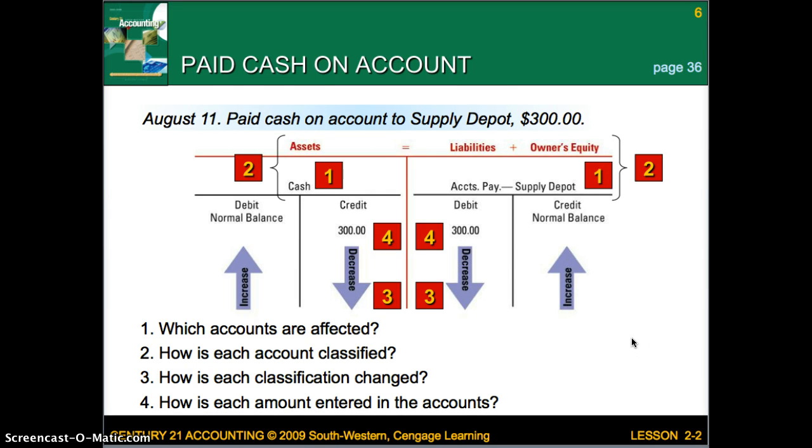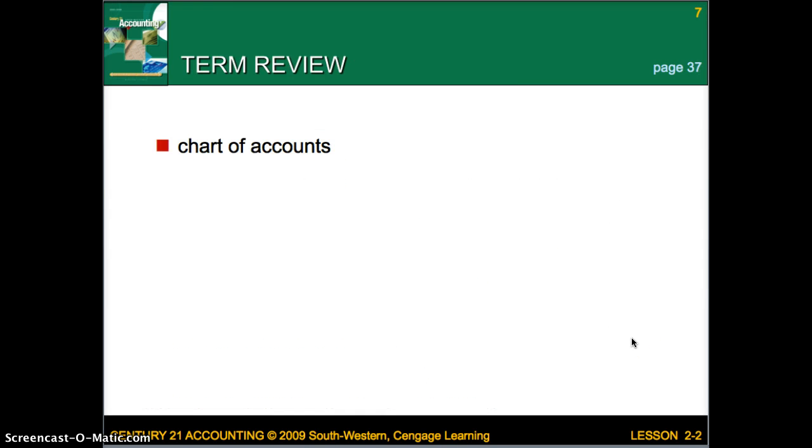Okay, for 2-2 lecture, you need to know what a chart of accounts is. Remember, that is back, I think it's on page 3 of your book. Yep, page 3 of your book, and that will show you all the charts of accounts that you have for this chapter.